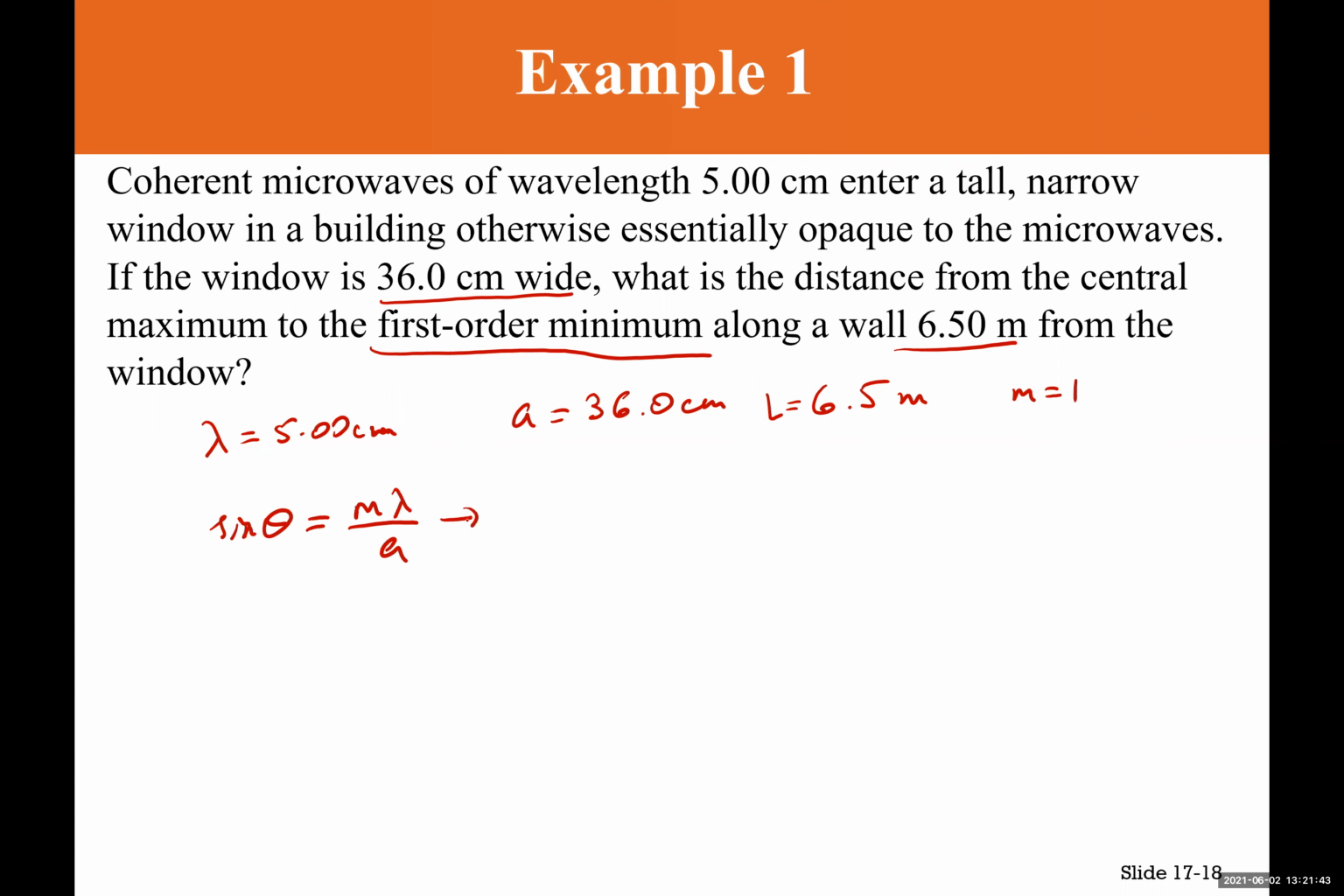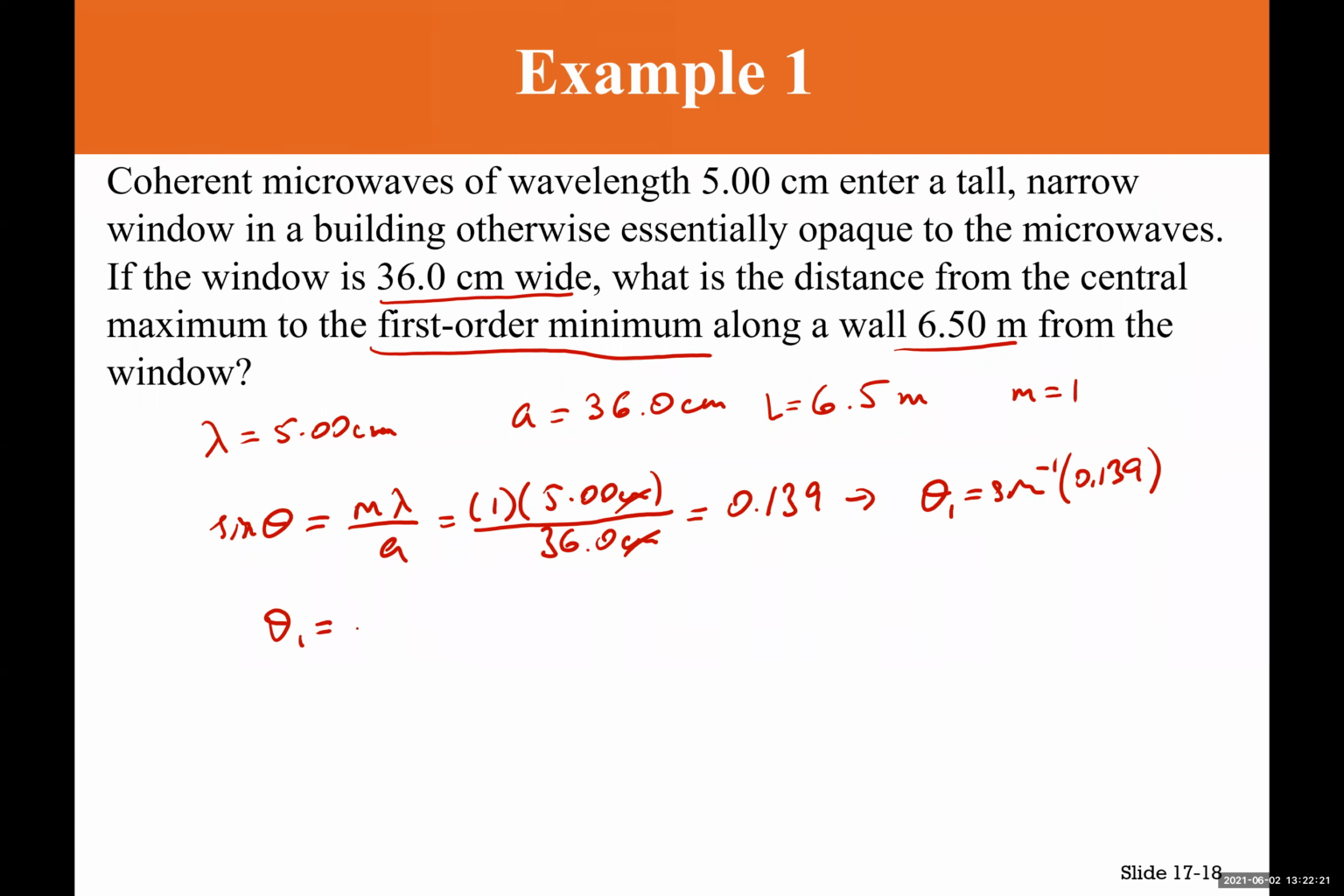So from here, we can calculate, taking m equals 1. So I can say that is 1 times 5 centimeters, divided by 36 centimeters. I don't have to convert to meters because both of them are centimeters, so units cancel out. Okay, so what we get here is 0.139, and then I do inverse sine of 0.139 to solve for theta 1. Then we can get theta 1 to be 7.98 degrees.